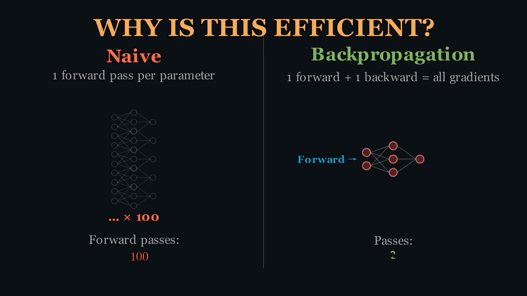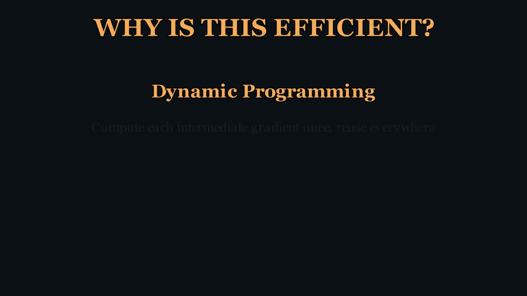Backpropagation does something radically different. One forward pass computes all the values. One backward pass computes all the gradients. Two passes. That's it. Every single gradient computed simultaneously. For 100 parameters, the naive approach needs 100 forward passes. Backpropagation needs just 2. The secret is dynamic programming.